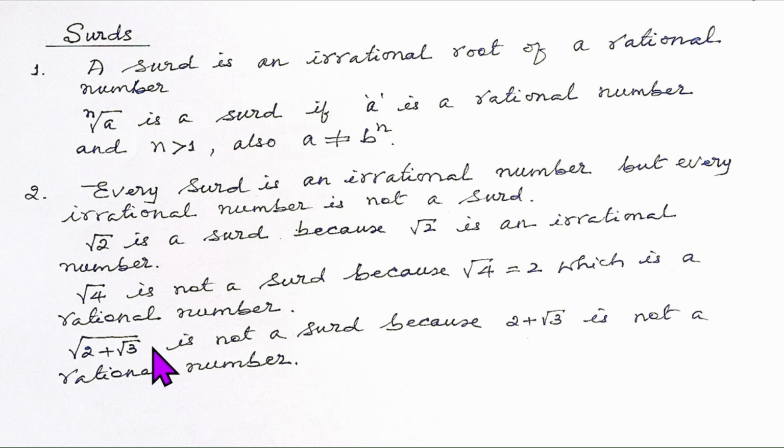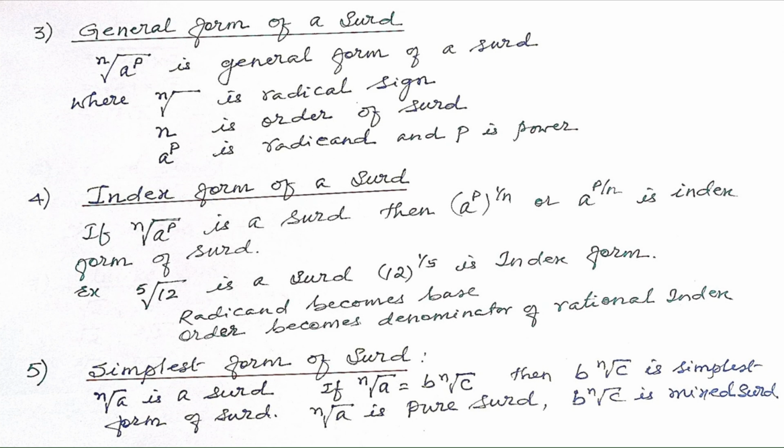Square root of 2 plus root 3 is not a surd because 2 plus root 3 is not a rational number, because the definition is very clear. A surd is an irrational root of a rational number. Since here it is an irrational root of an irrational number, therefore it is not a surd. So please remember that.